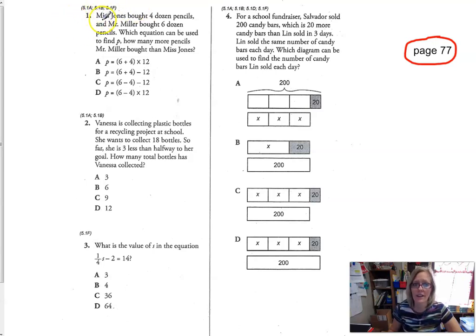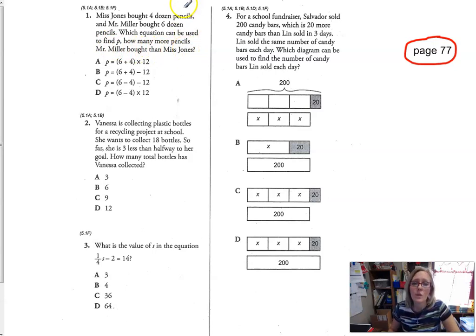So on number 1, I will go through the cube strategy with you, okay? Miss Jones bought 4 dozen pencils, and Mr. Miller bought 6 dozen pencils. Which equation can be used to find P, how many more pencils Mr. Miller bought than Miss Jones?